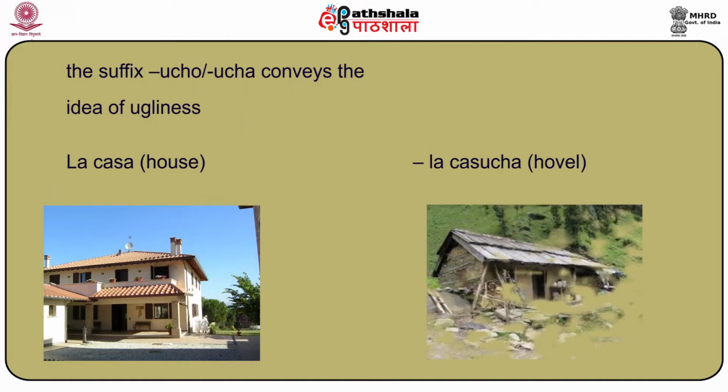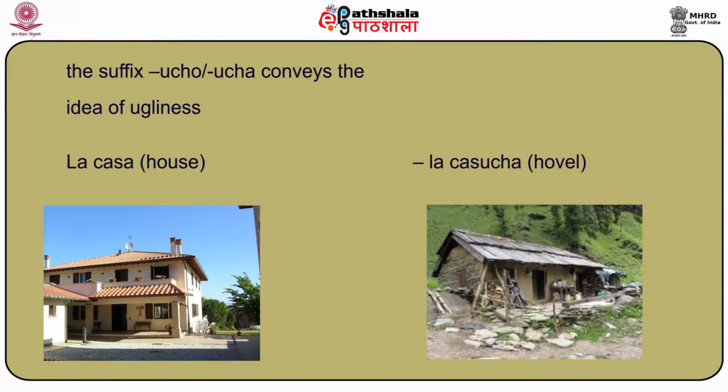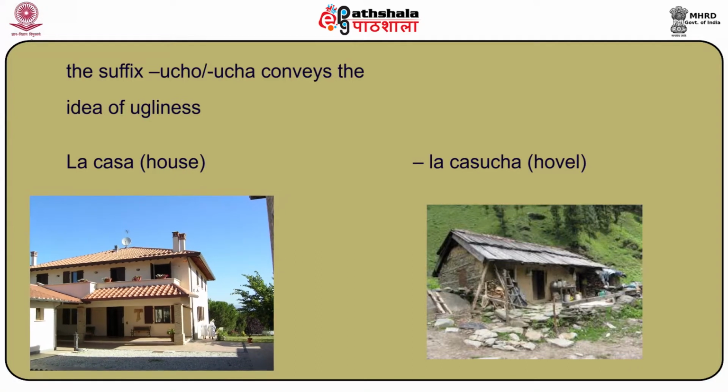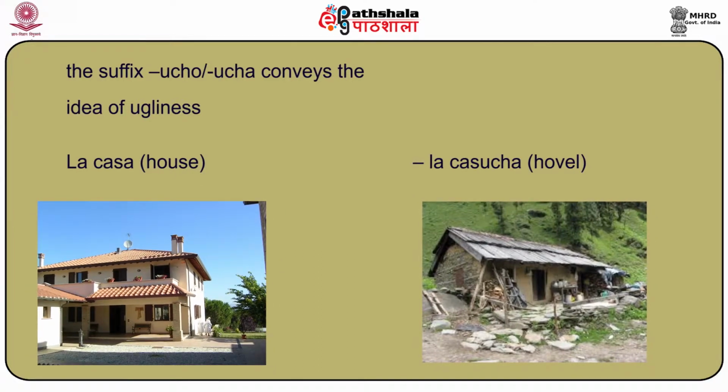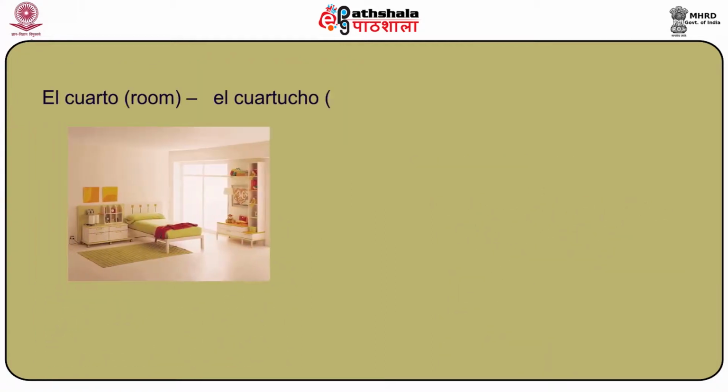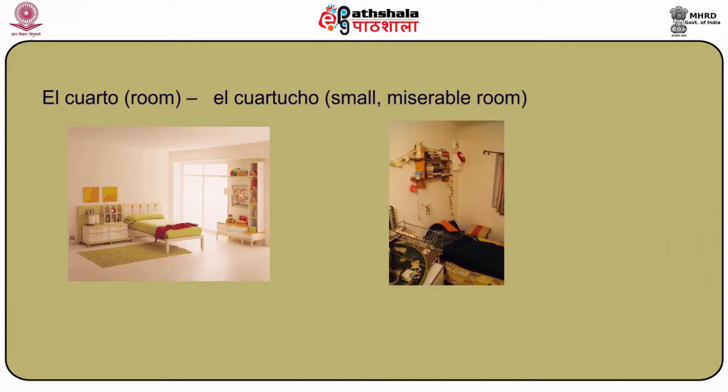So, the suffix ucho or ucha conveys the idea of ugliness. This ito, ita is the positiveness, and the ucho or ucha conveys the idea of ugliness. La casa, house. La casucha, hovel. El cuarto, room. El cuartucho, small miserable room. So by saying casucha, it becomes a hovel, or cuartucho, it becomes a small miserable room. So by just putting the suffix ucho or ucha, you can make it into a positive or a negative.